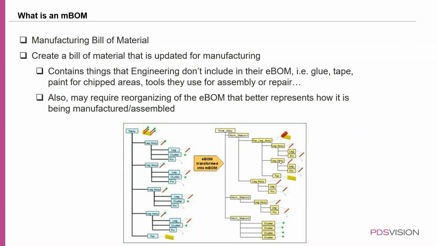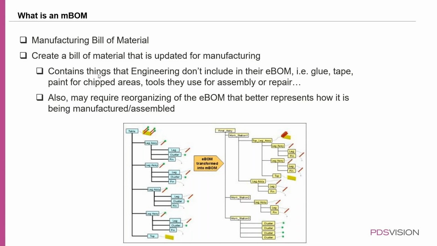Once again, you can create bills of materials that are updated for manufacturing, controlling things that engineering doesn't use, such as glue, tape, paint for chipped areas, tools, assembly, repair, whatever we need. It may also require reorganization of the eBOM to better represent how things are being manufactured. In an engineering environment, we're building it for engineers, so we're creating it so it is the complete product.